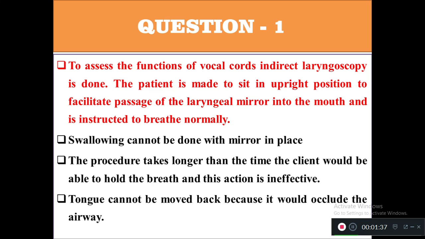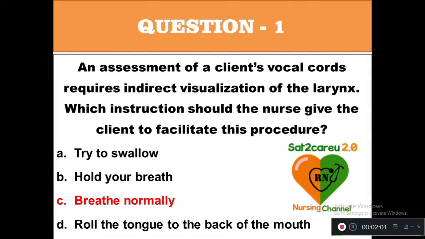If the patient swallows, the swallowing cannot be done with the mirror in place. The procedure takes longer than the time the client would be able to hold the breath, and this action is ineffective. The tongue cannot be moved back because it would occlude the airway. So the right option is breathe normally at the time of visualizing the vocal cords through the indirect laryngoscopy method.